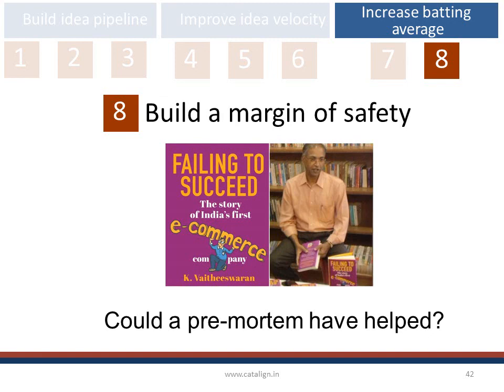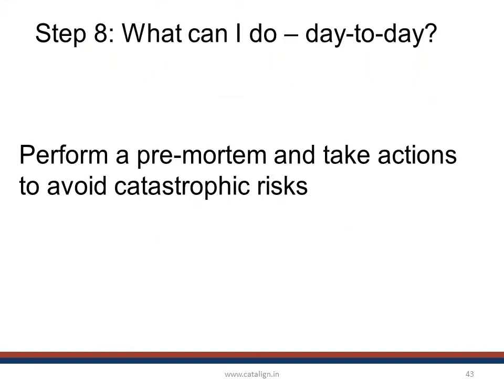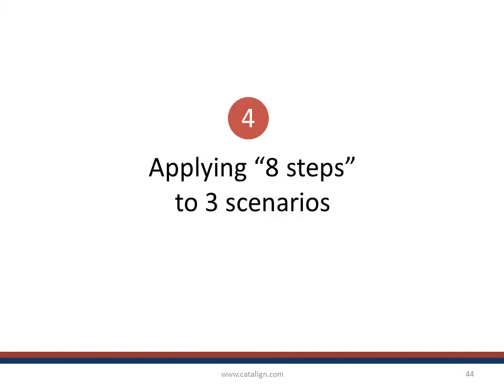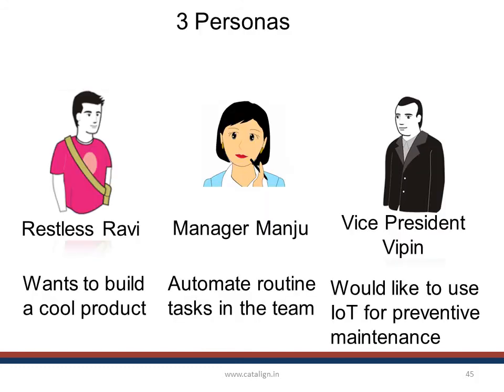The idea is, could we do a pre-mortem, an exercise where you actually imagine all these worst case scenarios and then see what can be done about them. What can I do day to day? Perform a pre-mortem, especially for a big bet, and take actions to avoid catastrophic risks. Now let's briefly look at three scenarios and see how 8 steps can be applied. Let's look at three personas.